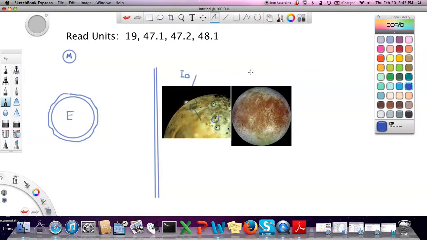The second moon here is Europa. I'll write it out, Europa. If we look at its surface, what do we see? It looks sort of white, but then there are these cracks or lines that appear to run along Europa's surface. Europa's further out from Jupiter than Io. What does that suggest? And what do these things have to do with each other?